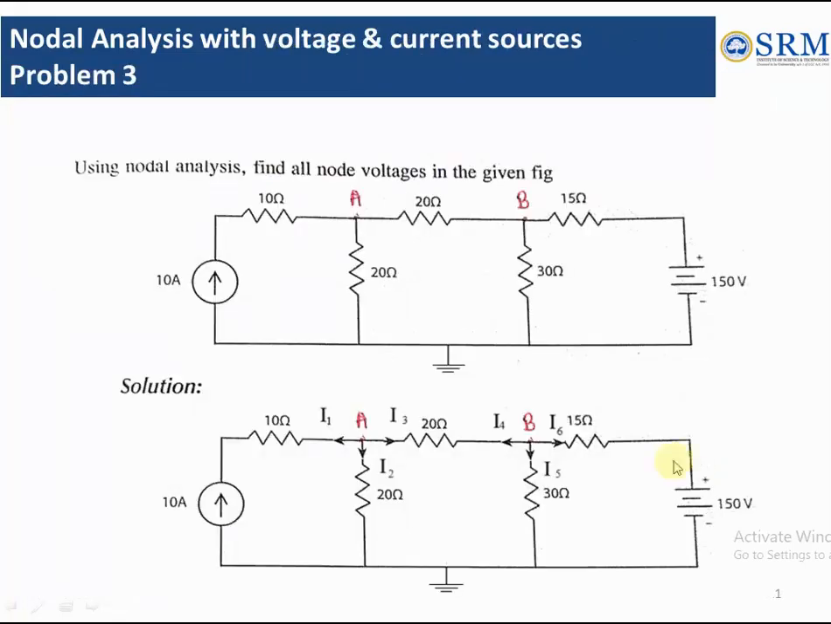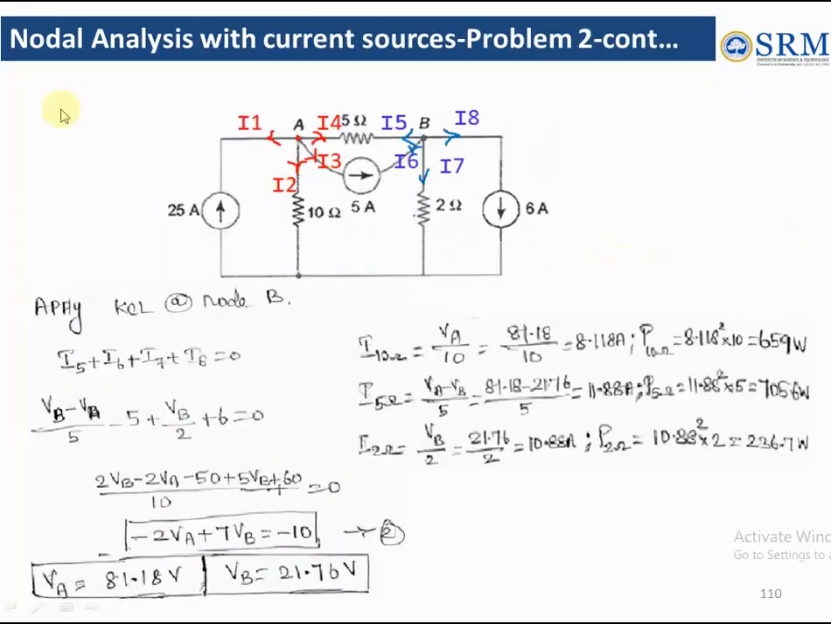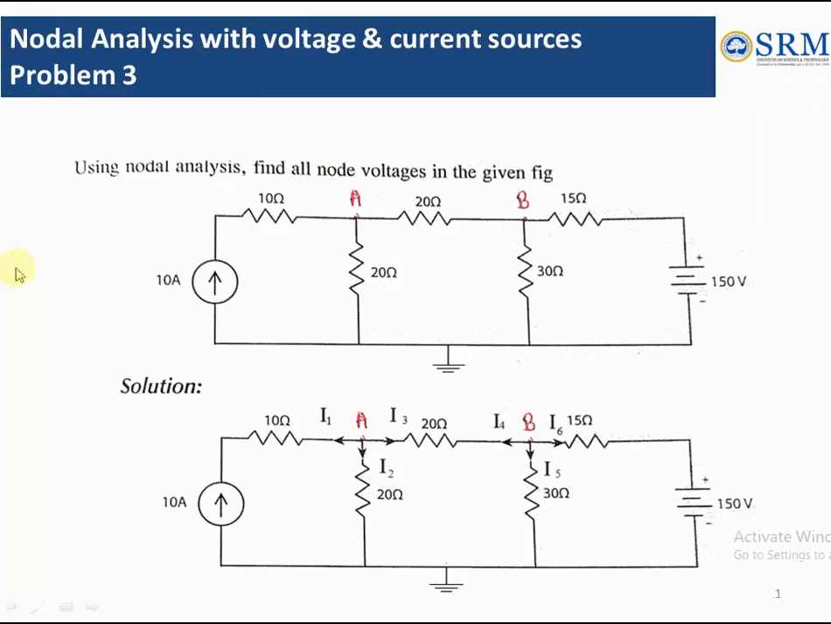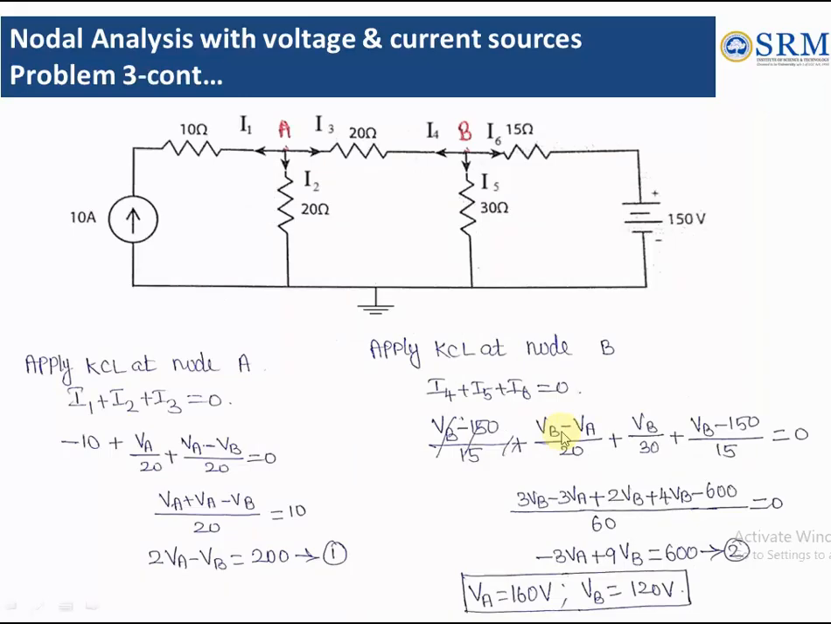So now let us see one more problem where we are going to find all the nodal voltages in this circuit. Okay, so here first we mark the nodes, and both sources are given. The first problem we saw with only a voltage source, the previous problem with only a current source. Now we are going to see a combination of both the voltage and current source, and how to solve the problem. So here first mark the nodes A and B, and mark the directions of currents I1, I2 and I3. Here at node B, I4, I5 and I6.